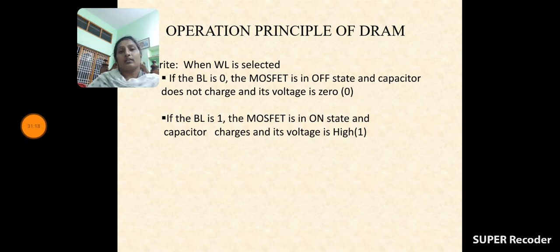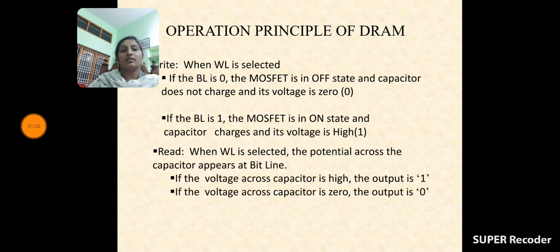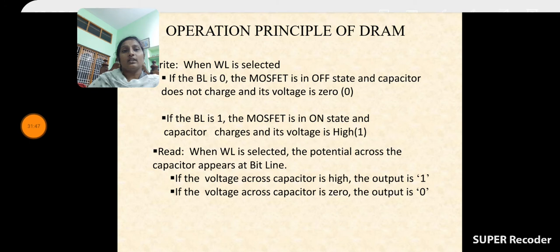And in selecting of WL, if BL is equal to 1, the MOSFET is in on state and capacitor is charged to 1 bit. And next, for the read operation, when WL is selected, the potential across the capacitor appears as the bit lines. And if voltage across the capacitor is high, the output is 1. If voltage across the capacitor is 0, the output is 0.